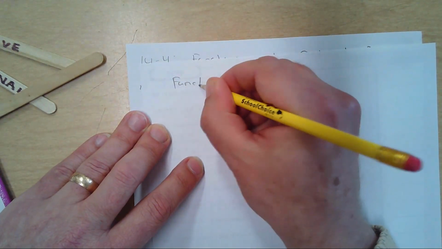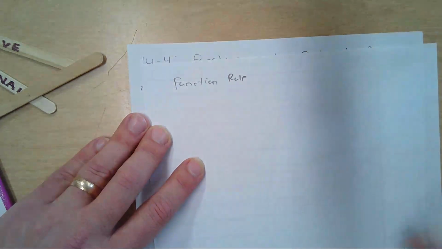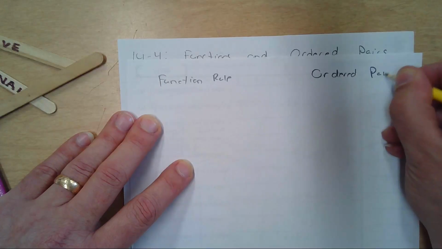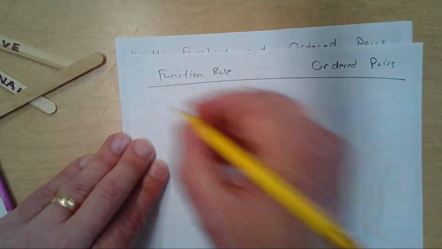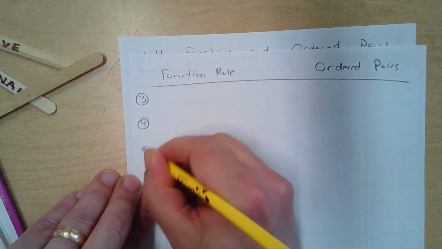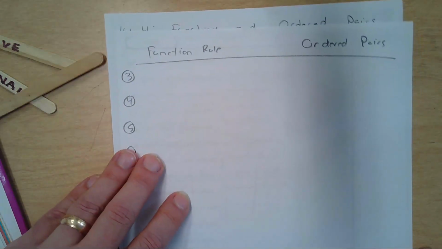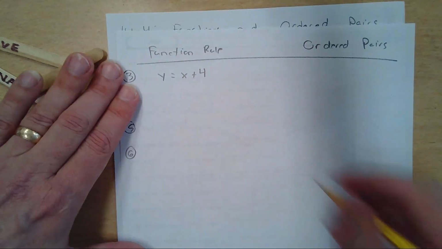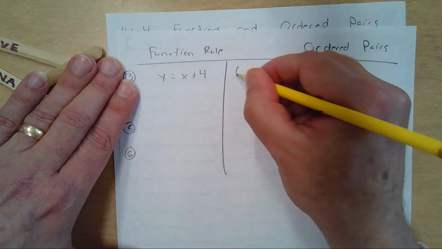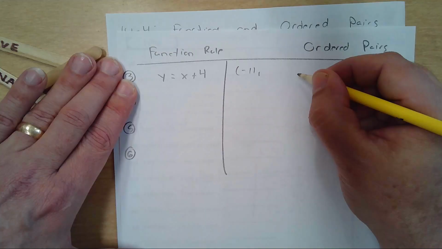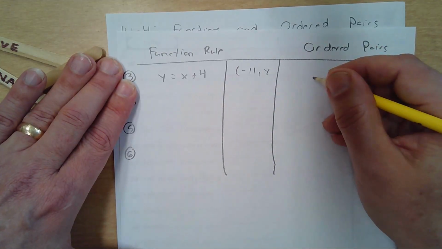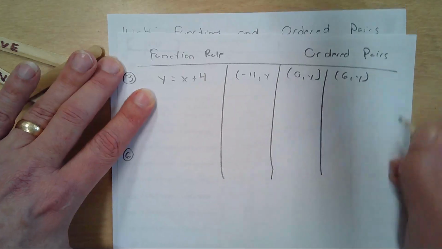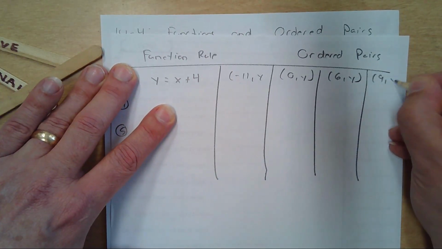It says the function rule, because this is what your first four problems are gonna look like. And then your ordered pairs. So this will take a little setup here, 3, 4, 5, and 6. And I know the function rule, y equals x plus 4. And then I have 4 ordered pairs here: negative 11, y; then I got 0, y; then I got 6, y; then I got 9, y.